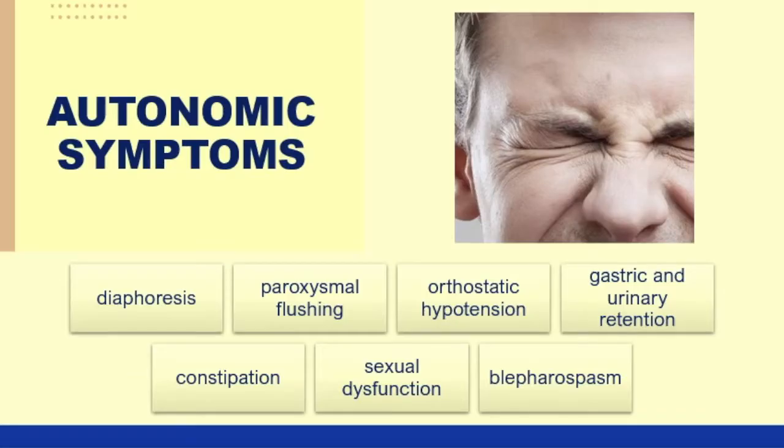You also have the autonomic symptoms such as your diaphoresis. Okay, you also have paroxysmal flushing. Your patient may have orthostatic hypotension, gastric and urinary retention, okay, constipation, sexual dysfunction, and even your blepharospasm. So when I say blepharospasm, class, it is involuntary blinking or twitching.